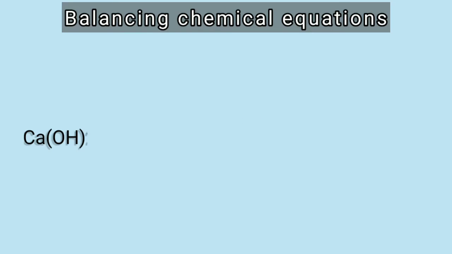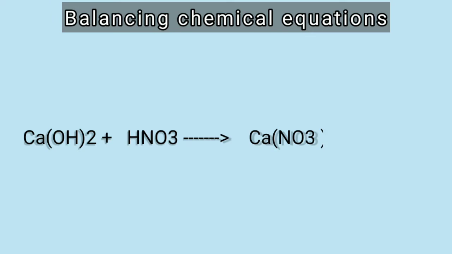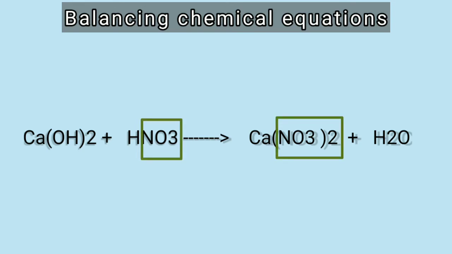In the next equation, calcium hydroxide reacts with nitric acid to form calcium nitrate and water. The number of NO3 radicals is 1 on the left side and 2 on the right side. We will try to balance it by writing 2 as a coefficient of nitric acid. Now we have 2 NO3 radicals on either side and 1 calcium atom on either side. Let us now see how many oxygen and hydrogen atoms we have on either side. From calcium hydroxide we have 2 oxygen and 2 hydrogen. From nitric acid we have 2 hydrogen. So in all 4 hydrogen and 2 oxygen. But on the right side we have 1 water molecule.